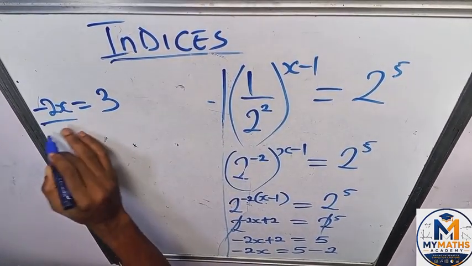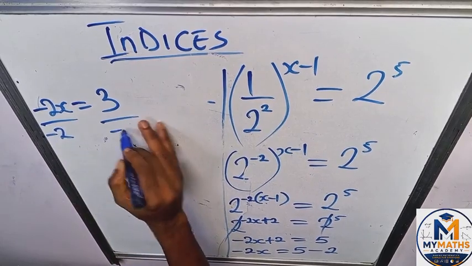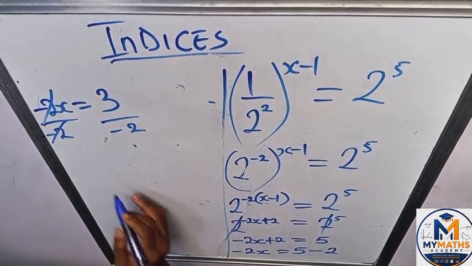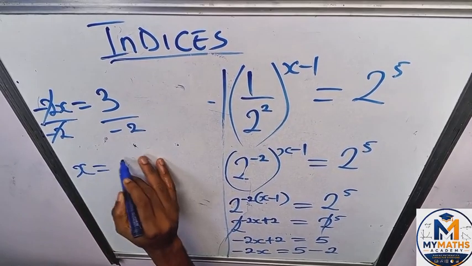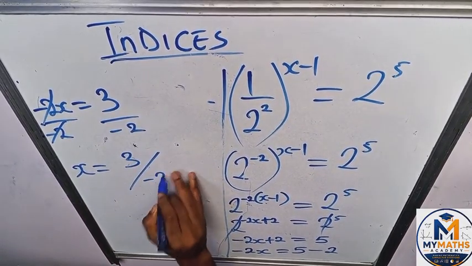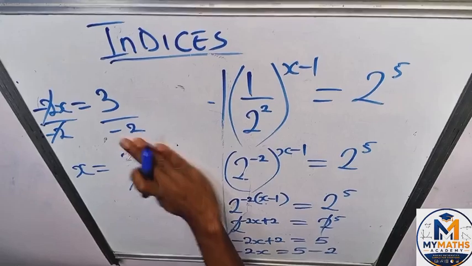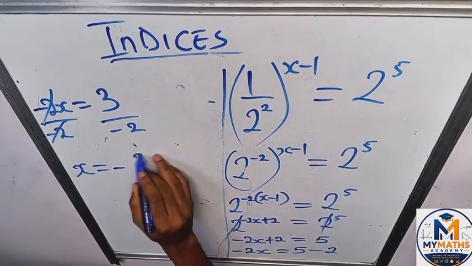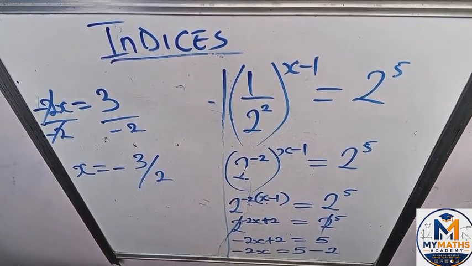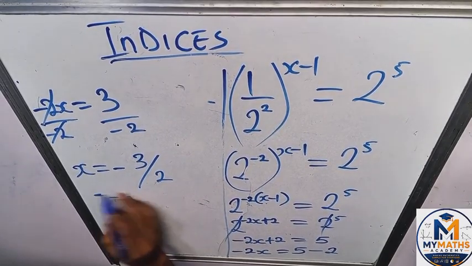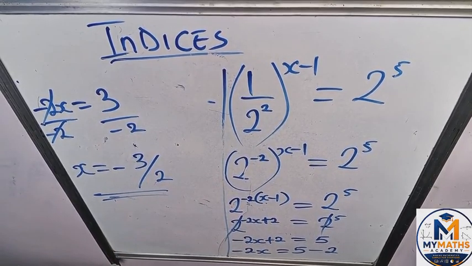Okay, so divide both sides by minus 2. Divide both sides by minus 2. Minus 2 divided by minus 2. We're going to have x equals 3 all over minus 2, or we're going to have it as what? Minus 3 all over 2. Are we clear? So this is our final answer. Very easy to attain. So I've gotten our x.